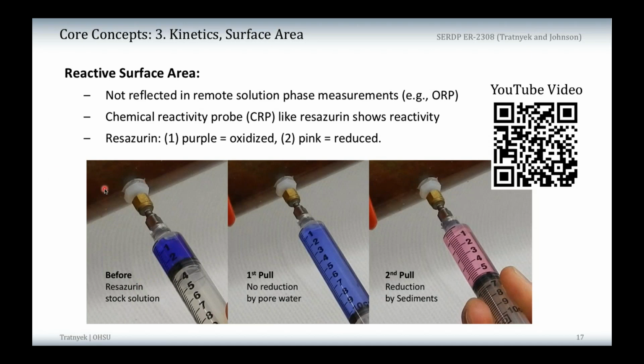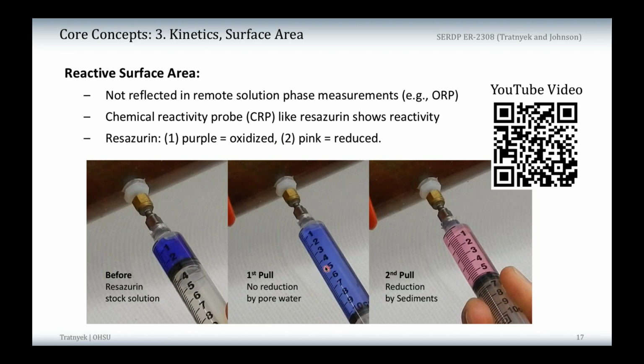a column that contains aquifer material that has been conditioned to be fairly strongly reducing condition. And when we withdraw the water from the column, it dilutes the dye like this, and you end up with this lighter blue looking color. Now, the important and potentially surprising result here is that pore water, which by any other metric is quite strongly reducing conditions in that aquifer, model aquifer there, is not reducing this dye.